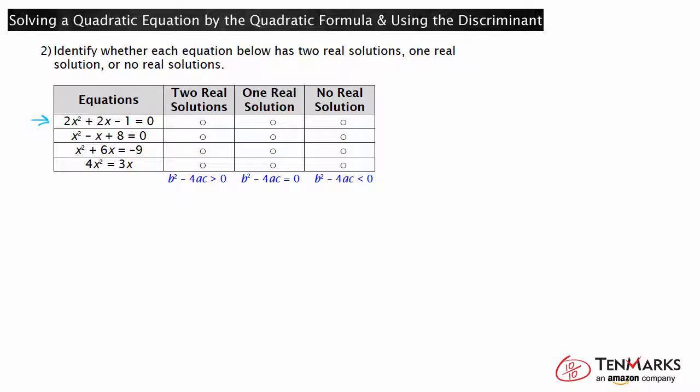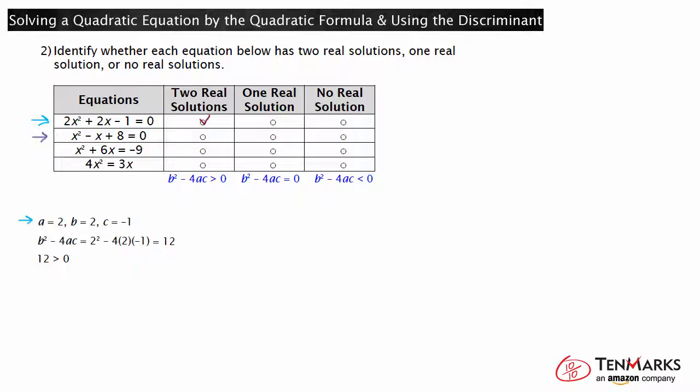The equation is already in the form ax squared plus bx plus c equals 0. So a equals 2, b equals 2, and c equals negative 1. Substituting into b squared minus 4ac gives 2 squared minus 4 times 2 times negative 1. Simplifying results in 12, which is greater than 0. So the equation has two real solutions. Let's look at the second equation.